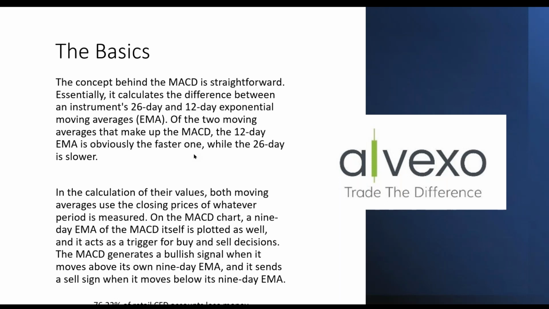MACD is an excellent indicator, but you have to understand where its signals come from, how it's built and put together, so that you can interpret it properly to make intelligent trading decisions. So the concept behind MACD is pretty straightforward. Essentially, it calculates the difference between a 26-day and 12-day EMA. Those two moving averages make up what's called the MACD line. So let's go over to a live chart and let me show you this on charts so that it's easier to understand.